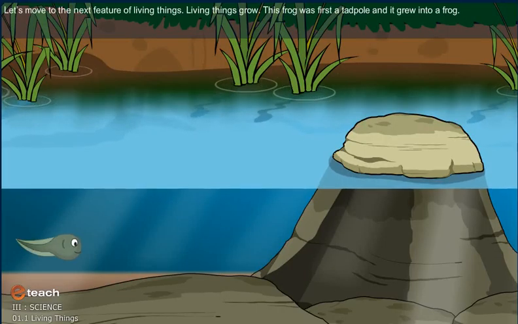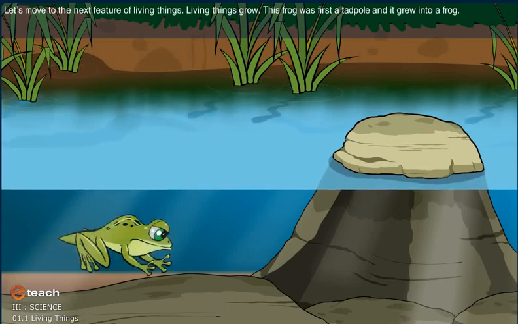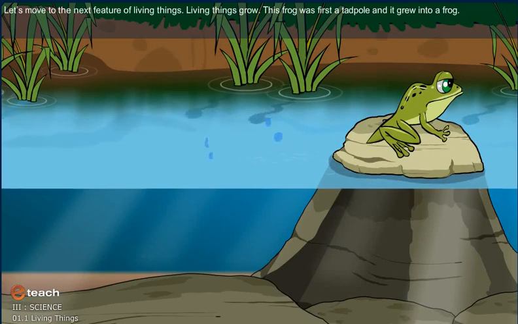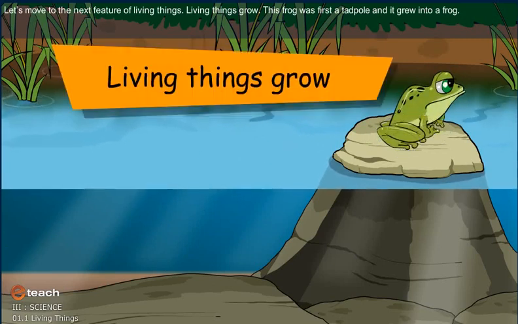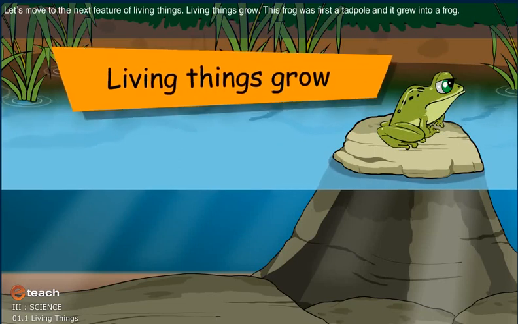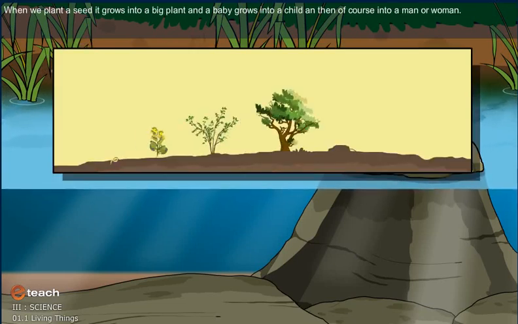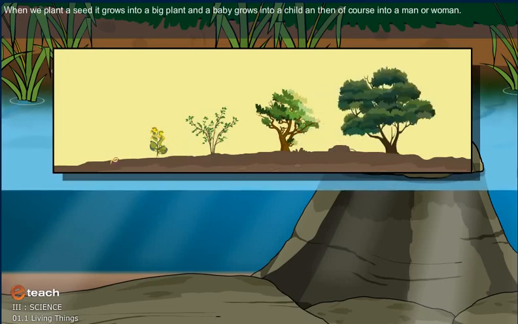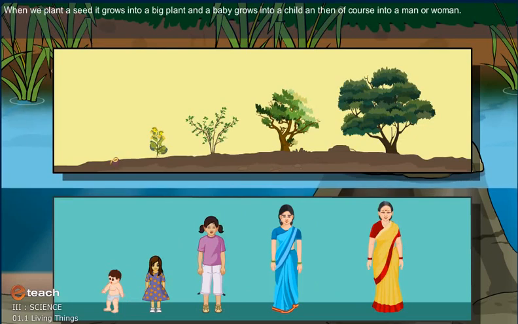Let's move to the next feature of living things. Living things grow. This frog was first a tadpole and it grew into a frog. When we plant a seed, it grows into a big plant. And a baby grows into a child, and then, of course, into a man or a woman.